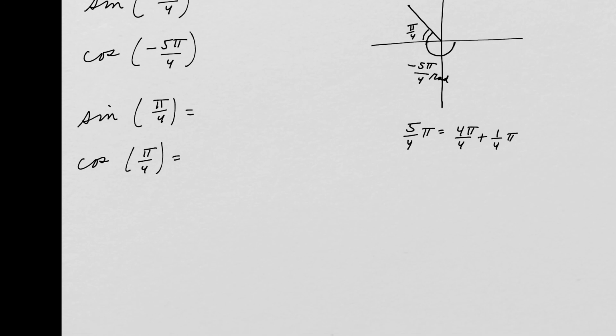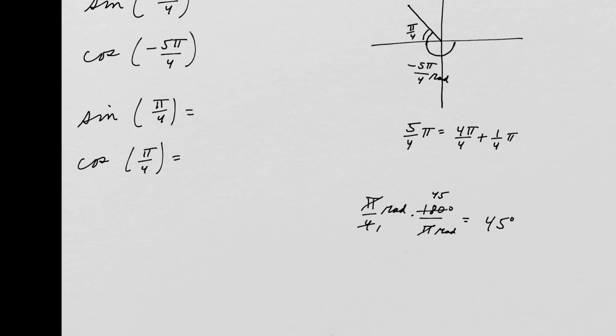However, remember pi over 4 radians, because I like to think in degrees, so I'll write this as 180 over pi. Let's convert this. So again, pi's cancel. 4 goes into 4 once. 4 goes into 180 45 times. So this is 45 degrees.